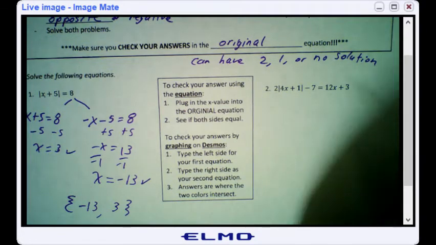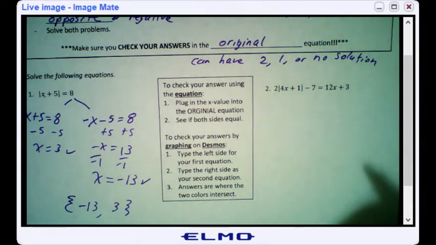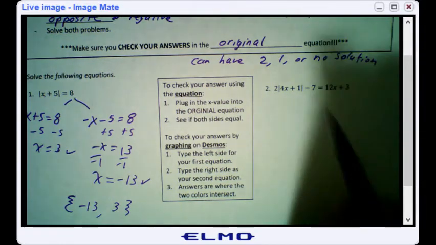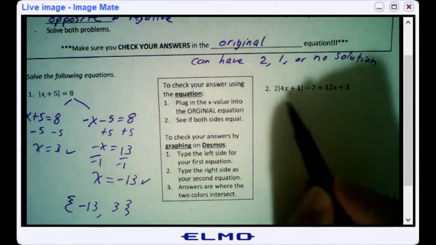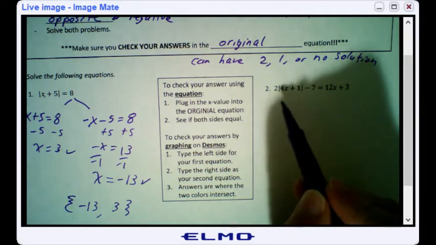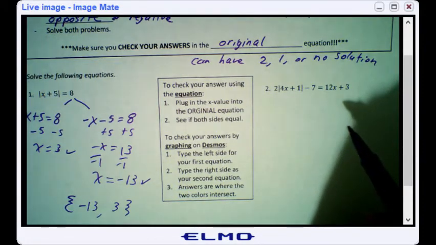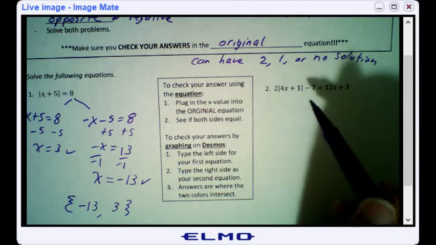For number 2, I look at it. My absolute value bars must be by themselves first. On this left side, I have absolute value bars, but I'm multiplying those absolute value bars by 2, and I am subtracting 7. Therefore, they're not by themselves.